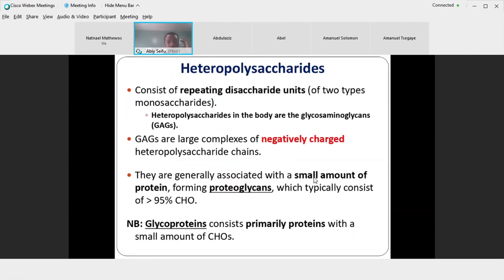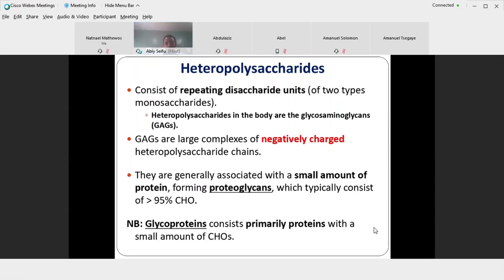The other group of polysaccharides are heteropolysaccharides. Heteropolysaccharides, as I mentioned earlier, are made from what? More than one type of simple sugars. The monomer here is disaccharide units. That means when heteropolysaccharides are hydrolyzed, they will form more than one simple sugar.